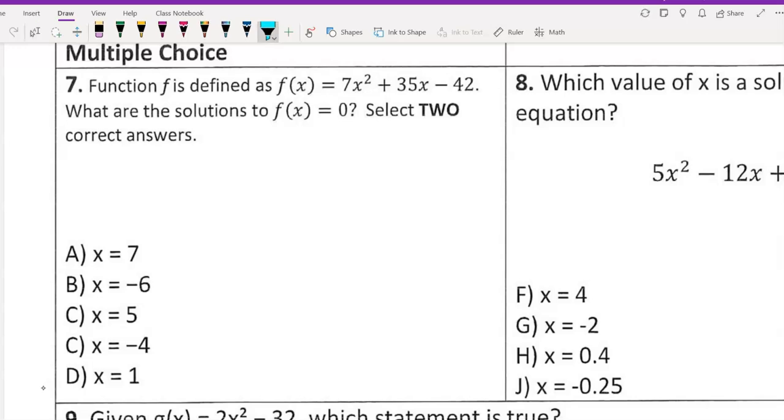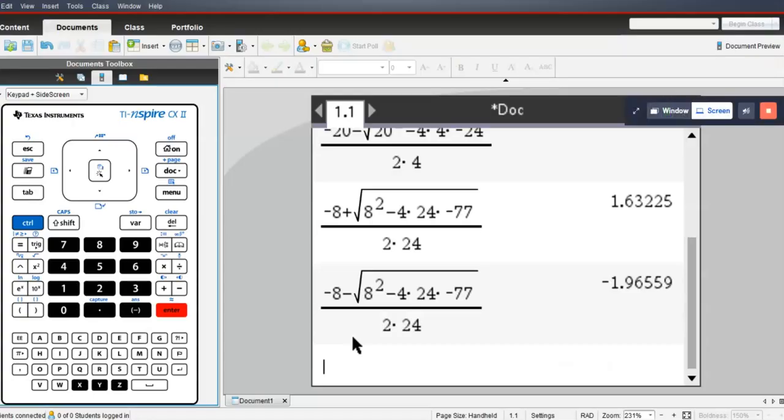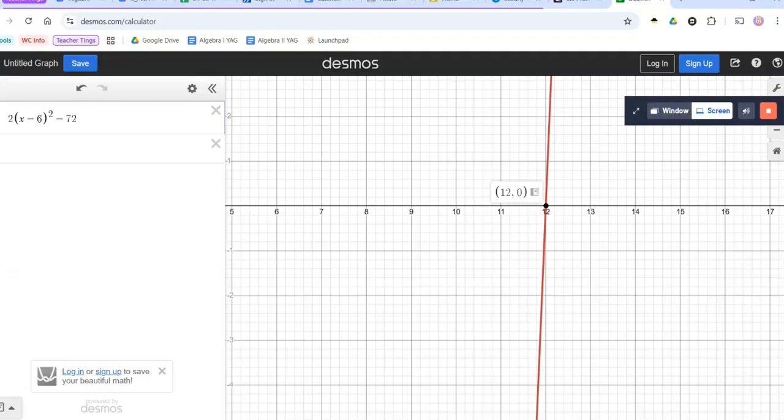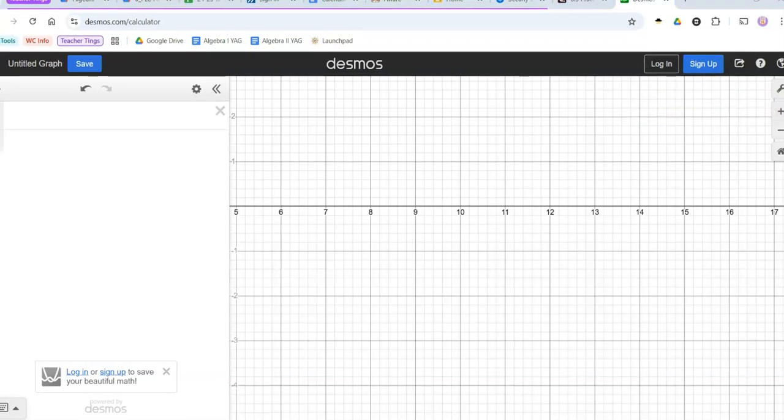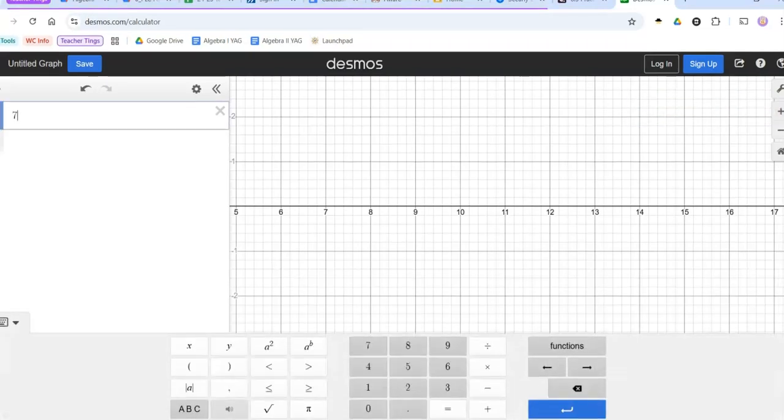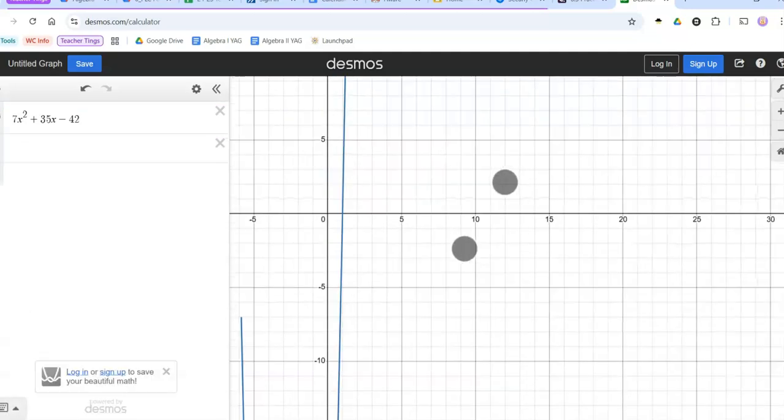Let's do the easiest one and stick it in Desmos. So let's go to our calculator, Desmos. We're going to say 7x squared plus 35x minus 42. Hit enter. Is that going to do it?